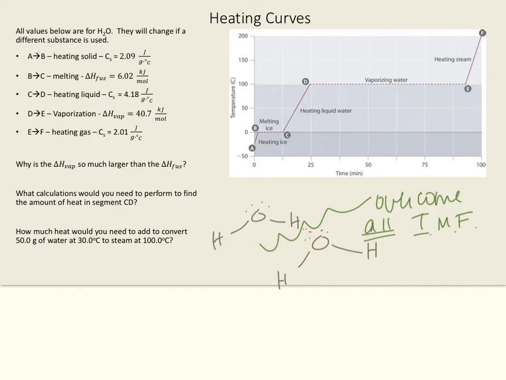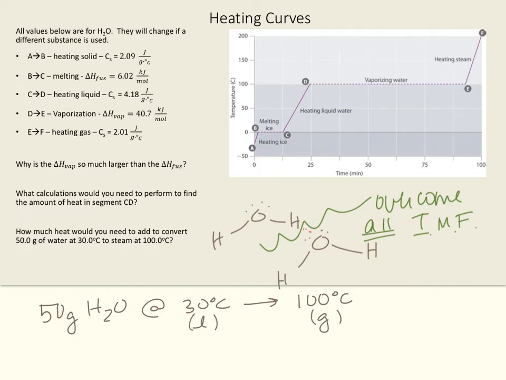All right, and then the last one, how much heat would you need to add to convert 50 grams of water? So we've got 50 grams of water at 30 degrees, and we want to convert it to steam at 100 degrees Celsius. So liquid to gas. So on my heat curve up here, I'm going to take this from 30 degrees, which is about right here, all the way over to here. So I have to use the specific heat of the water, and I also have to use the delta H of vaporization.